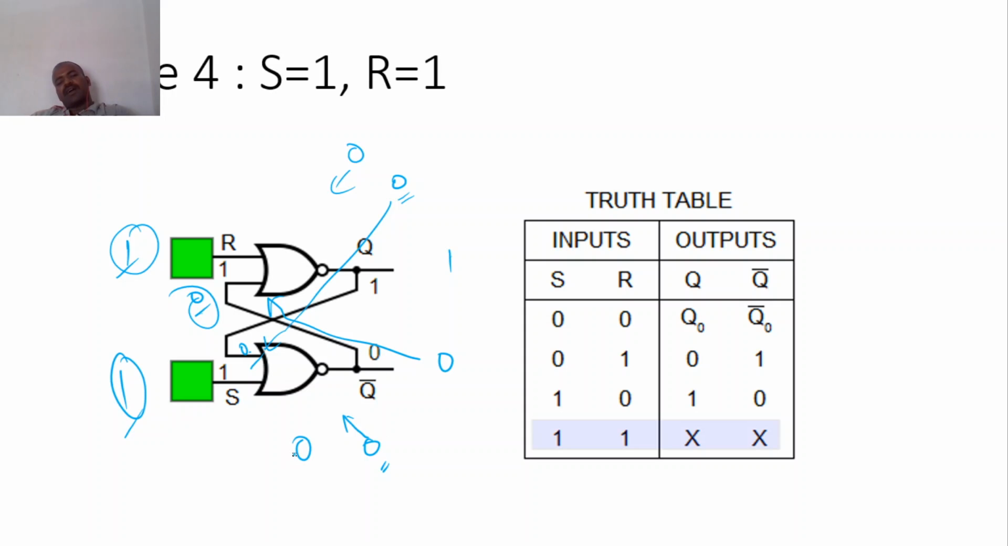So you can send it any number of times for S is equal to 1 and R is equal to 1, but we are getting the same output 0 0. So this is the forbidden condition. We can't predict whether the output is 0 or 1. So this condition is not allowable in an SR latch.